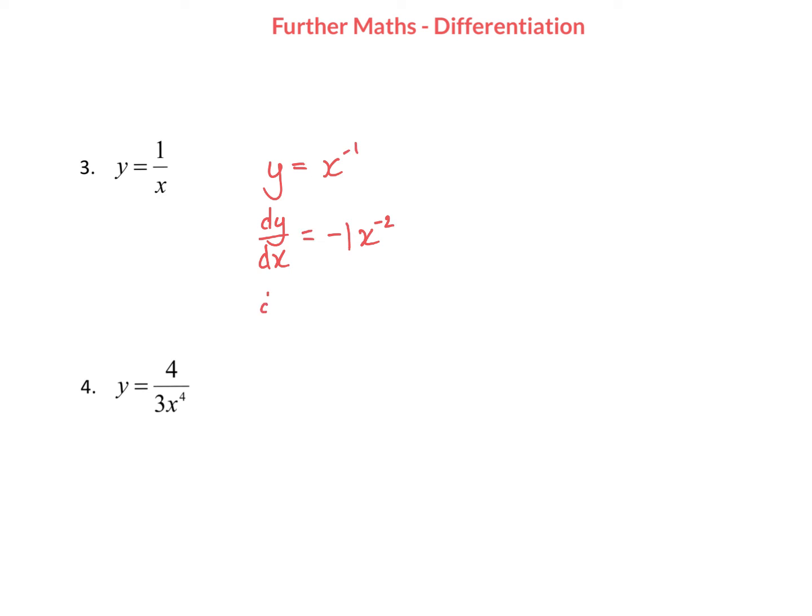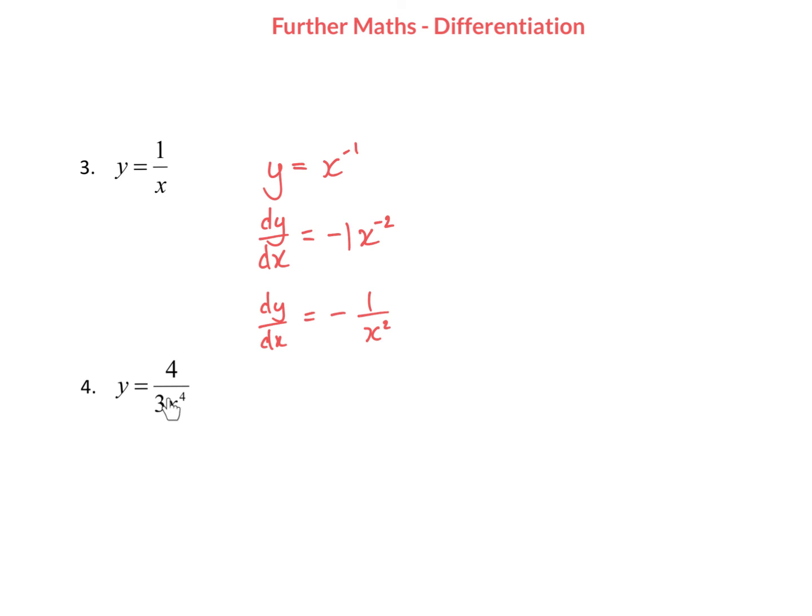Now, because the original question was in fraction form, I might like to put this in fraction form. Well, x to the power of negative 2 means 1 over x squared. Actually, with minus 1 here, it's minus 1 over x squared.